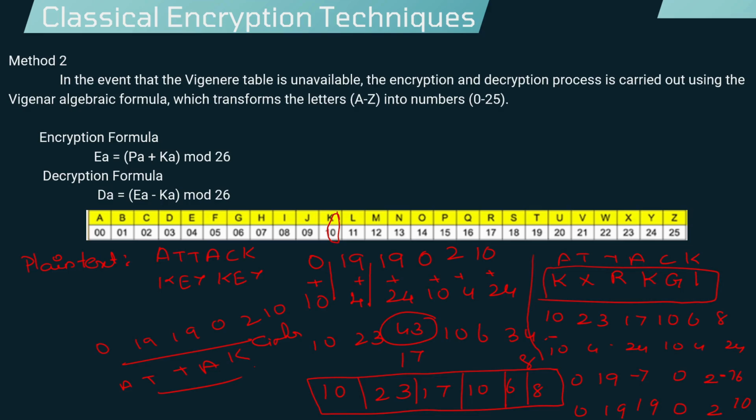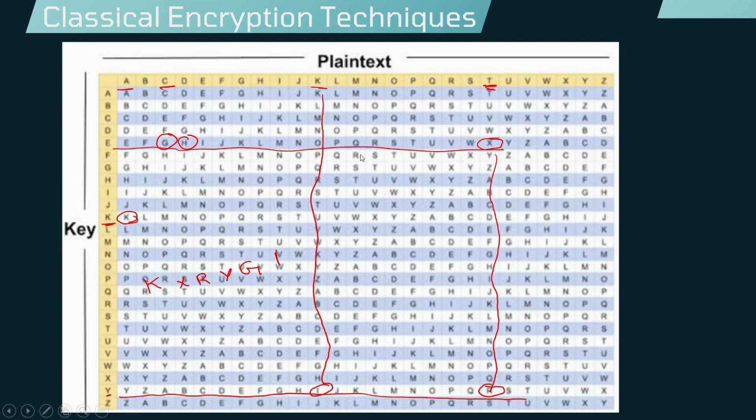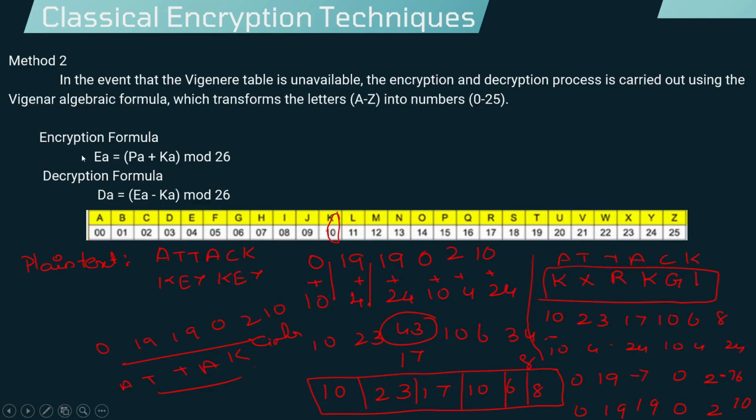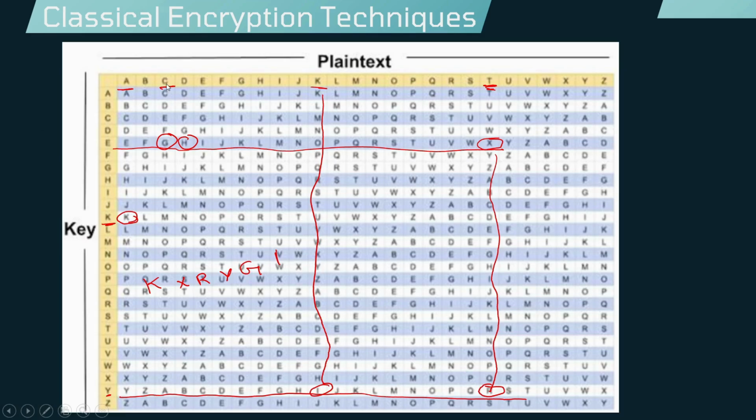If you are going through the formula method, then you need to convert the plain text letter into a number and the key also into a number, and you need to perform the addition or subtraction to encrypt or decrypt, and you will be getting a ciphertext. If you prefer method 1, then you need to focus on this table. This table is 26 by 26, so this will be the plain text and this will be the key. So you can match this and get the ciphertext.